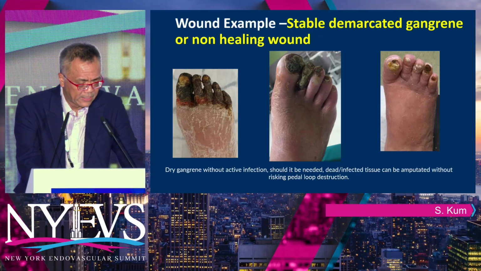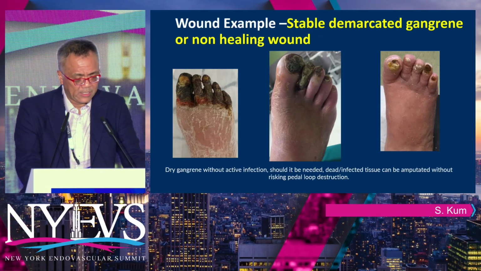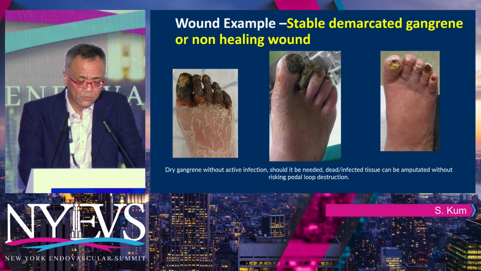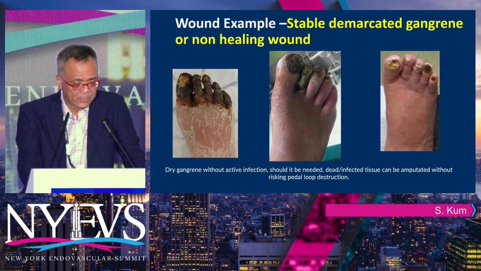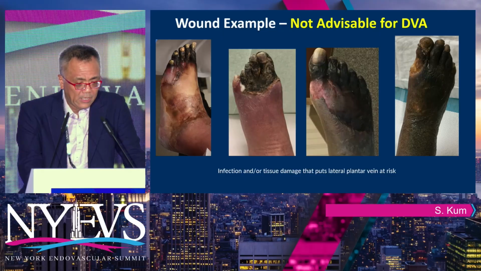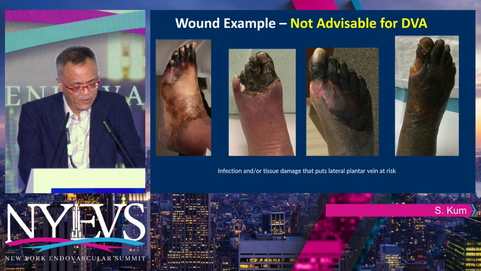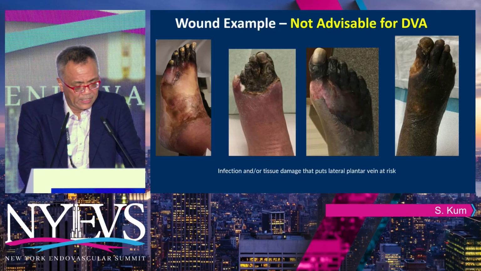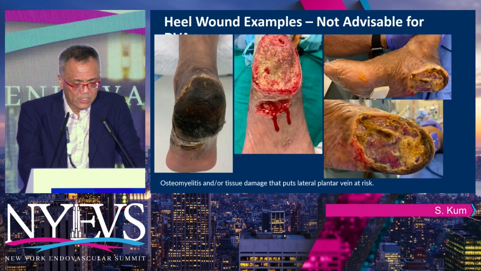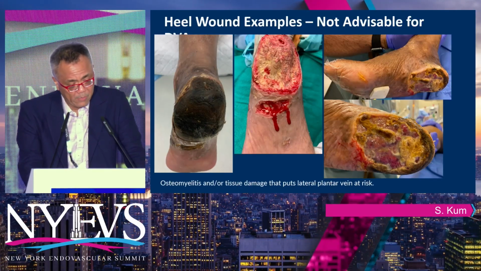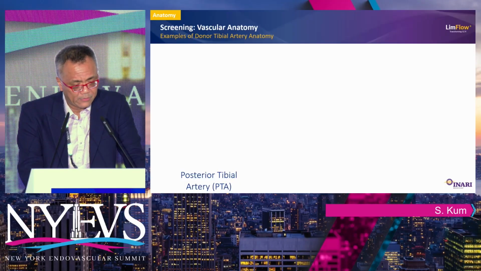So this would be the typical cases where the ischemia is limited, infection is limited to the toes, and even if you have osteo, you can remove the toe and still get wound healing if you do the procedure. These are not advisable for venous arterialization. These legs are too far gone and due to soft tissue loss, you can't get a salvageable leg from this. Heel wounds are not advisable. Small heel wounds maybe, but large heel wounds are definitely not advisable.